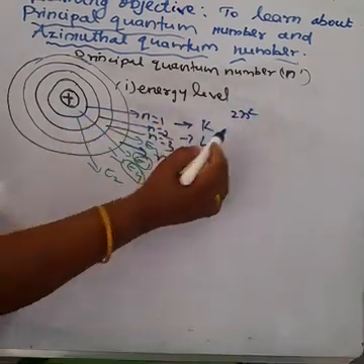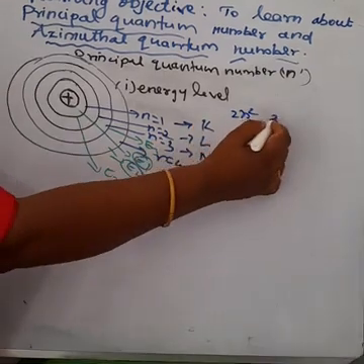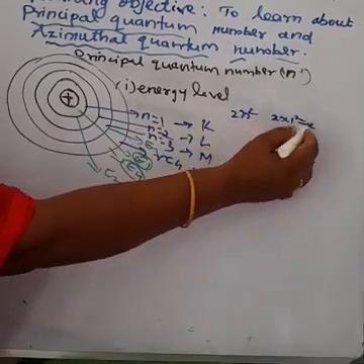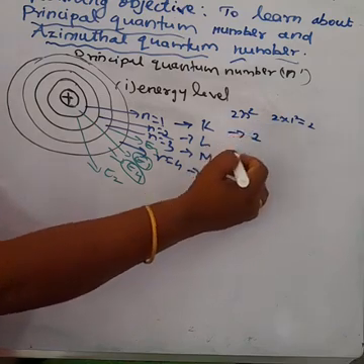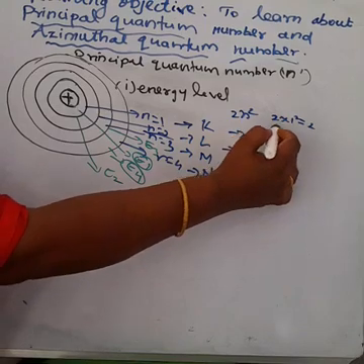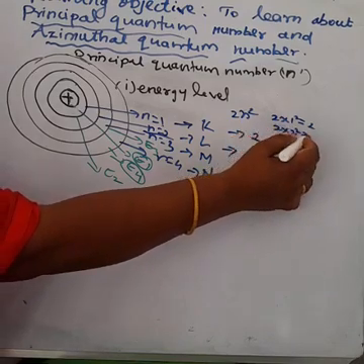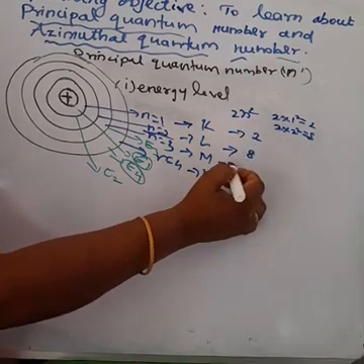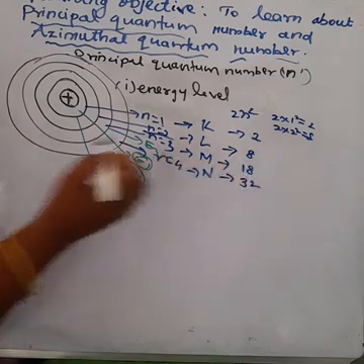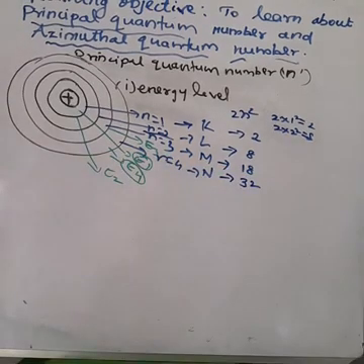2n square means 2 into n square. So 2 into 1 square is equal to 2: the K shell can accommodate a maximum of 2 electrons. For the L shell, n is equal to 2, so it can accommodate 8 electrons. The M shell can accommodate 18 electrons and the N shell can accommodate 32 electrons. These are about the principal quantum number.